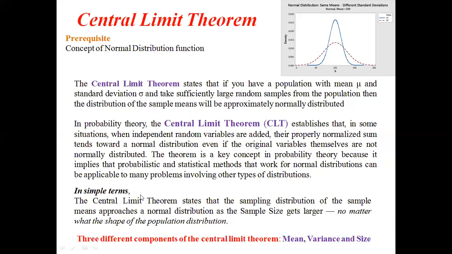And you can define the central limit theorem in simple terms like: central limit theorem states that the sampling distribution of the sample means approaches the normal distribution as the sample size gets larger. Normal distribution can also be called the Gaussian distribution function. Okay, so the three different components of central limit theorem are mean, variance and size.